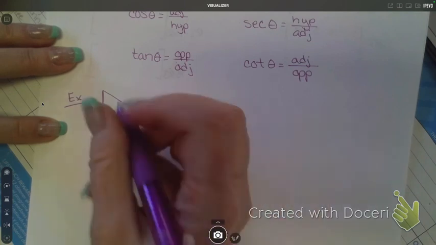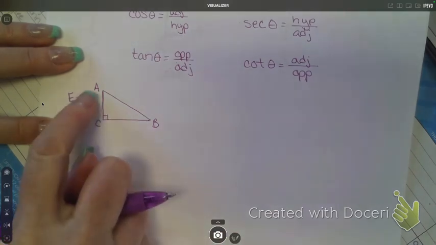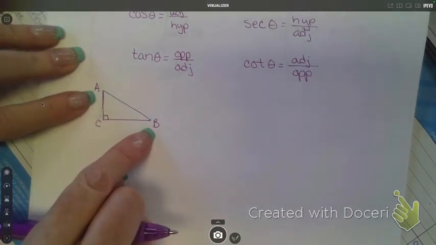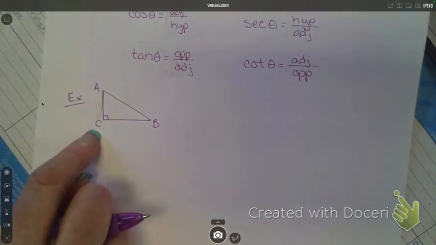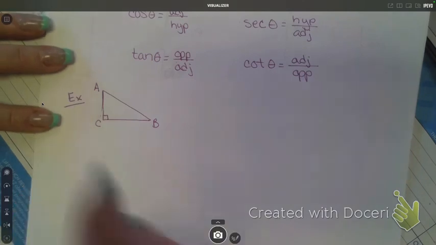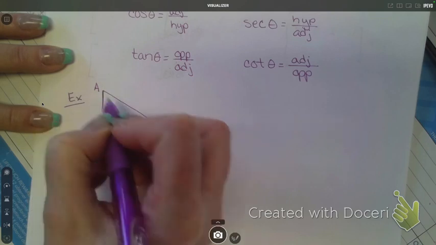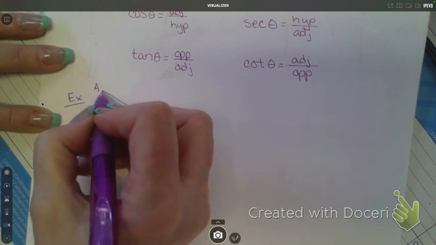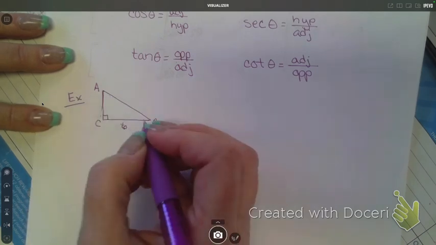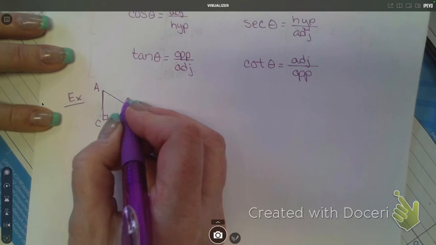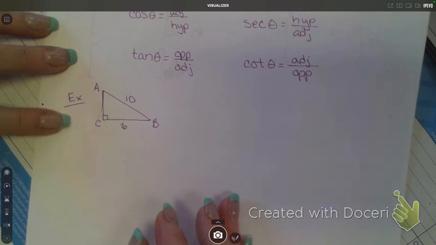Okay, so triangle ABC. Does it matter where I put A and B? Angle A and B? No, but does it matter where I put C? Yes, because it says C is 90 degrees. Side A is 6. Side A is always opposite what? Angle A. Side A is opposite angle A. So 6. And side C is 10, so that is the hypotenuse. And it says find the 6 trig functions.